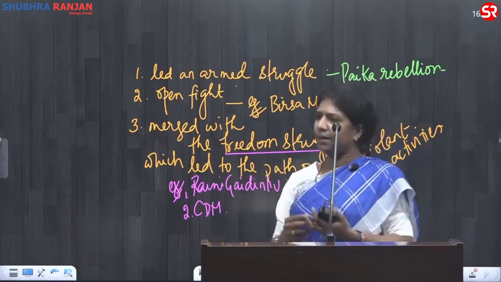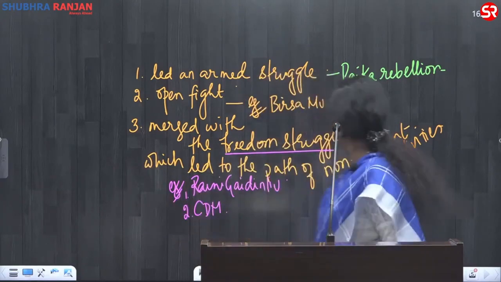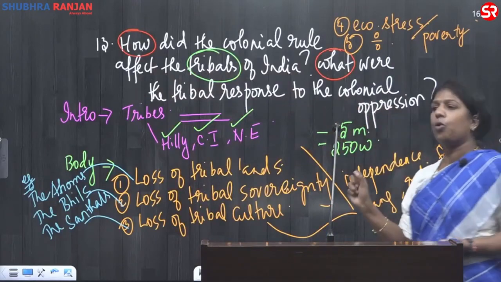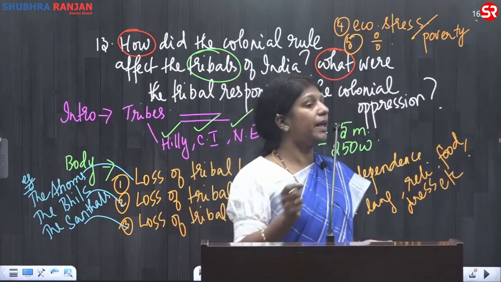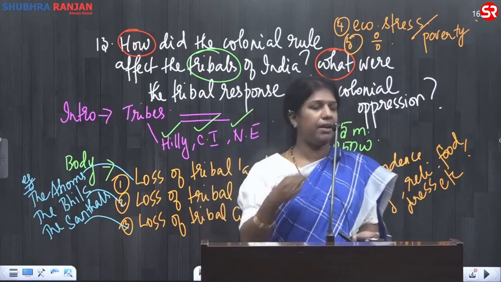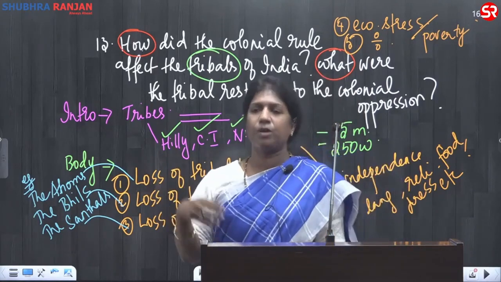You can just elaborate it in two pages. Then how do you conclude? When you give a conclusion, you can write about the tribal response to the colonial oppression: though the tribal oppression and the response looked like a failure, yet it created a very big impact on the minds of the people and the Indian freedom struggle movement.